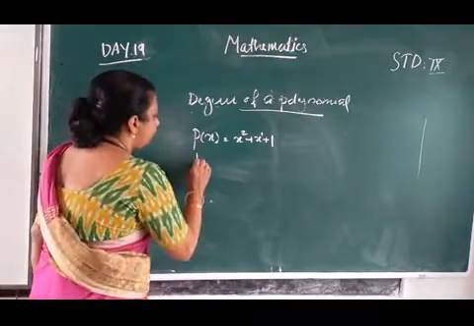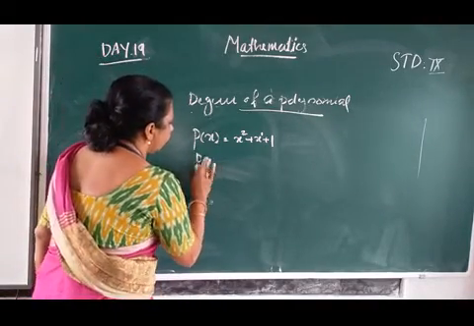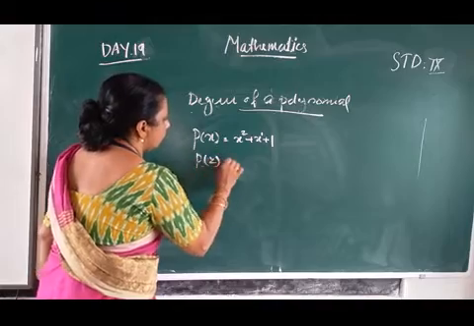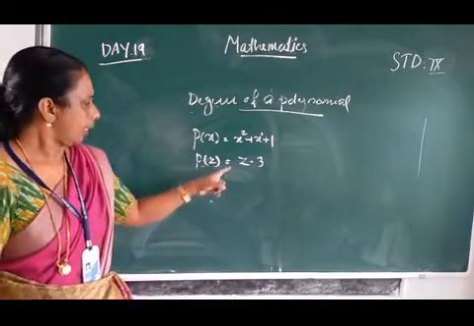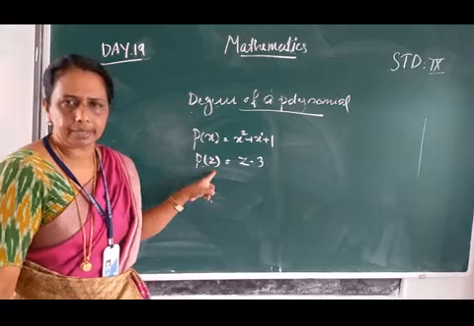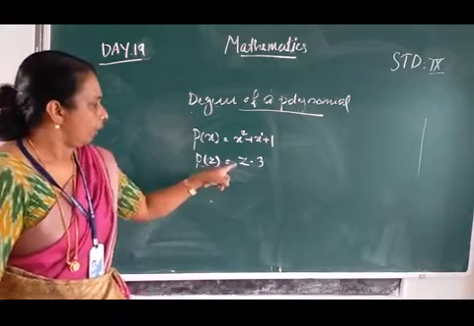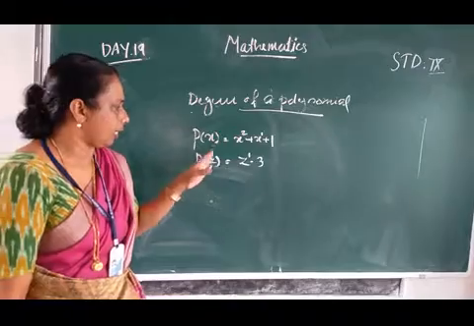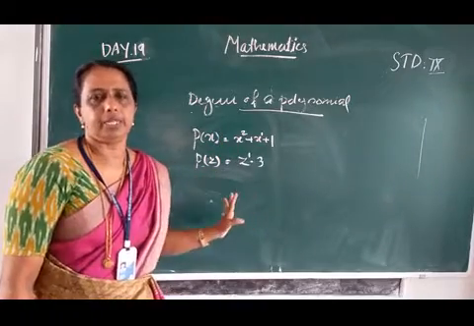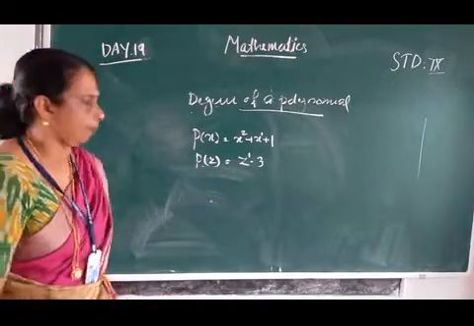Another example, p of z is equal to z minus 3. This is a polynomial in the variable z. The variable z, its power is only 1. Therefore, the highest power is 1. Therefore, the degree of this polynomial is 1.